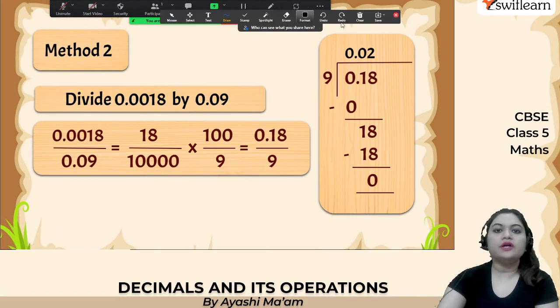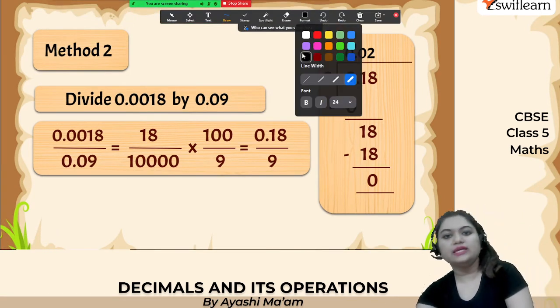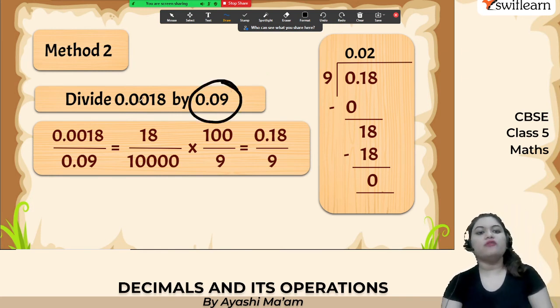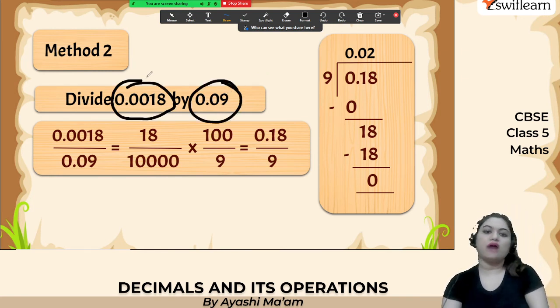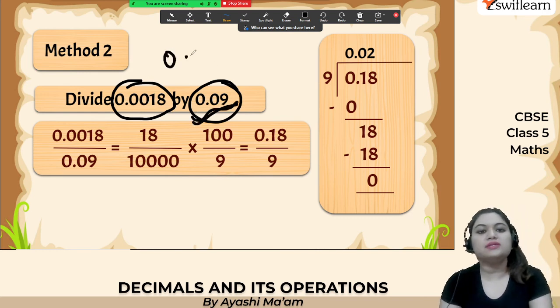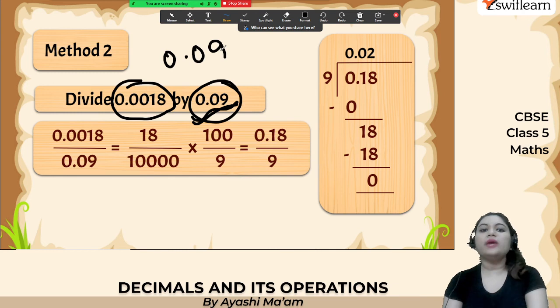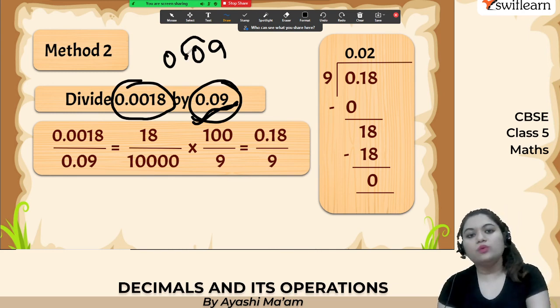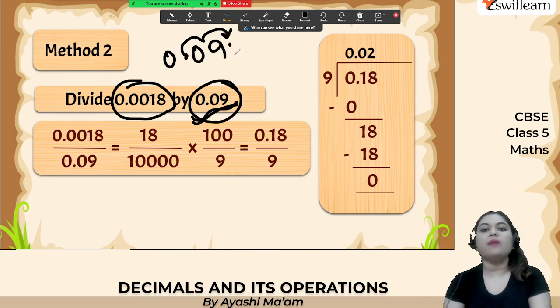And there is another method. This method is also very easy. In the divisor you also have a decimal, and in the dividend also you have a decimal, right? So we will try to make this divisor a whole number. How can you make this divisor a whole number? If we shift the decimal by 2 places, then it will come here. That means it will become 9.0. So 9 will be the whole number.